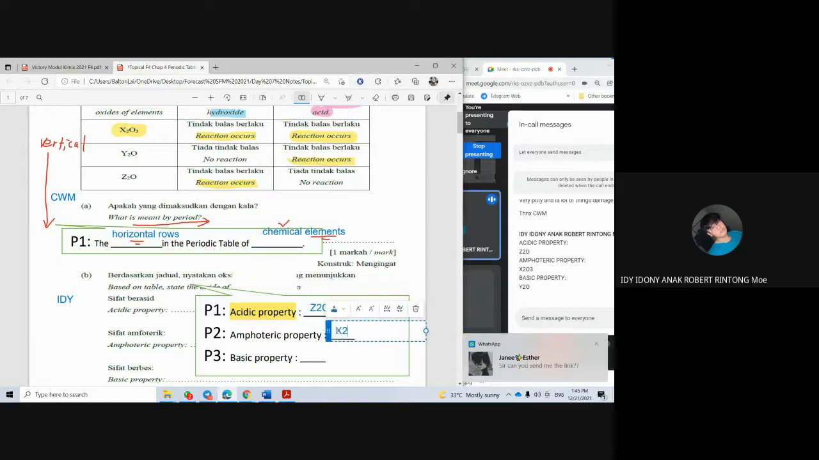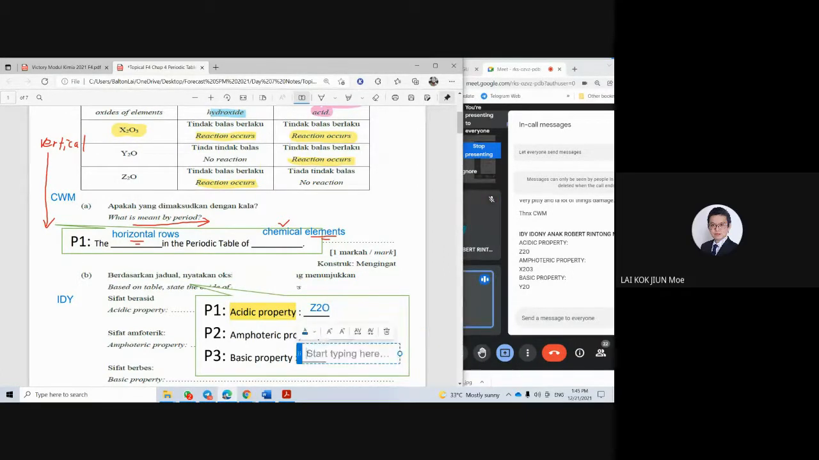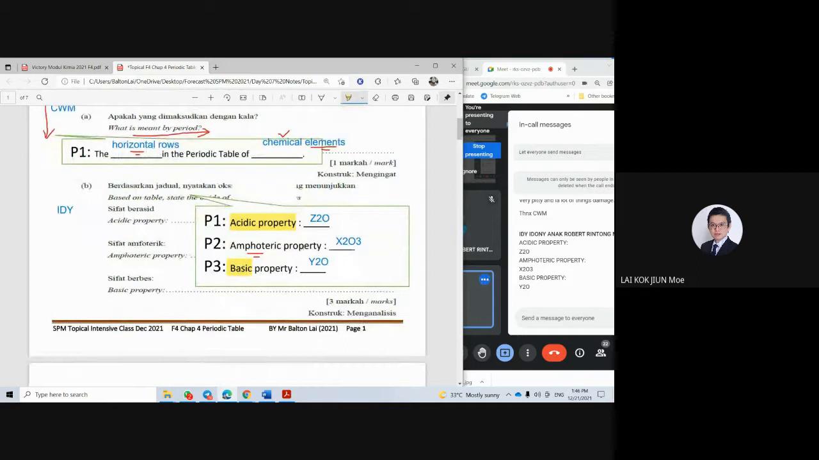Amphoteric property X2O3. X2O3 mungkin ialah apa? Element. Aluminium oxide. Very good. Because you hafal already, right? Aluminium has what properties? Dia boleh bertindak balas dengan dua-dua kan? Acid and base. So kita panggil dia amphoteric. The name for amphoteric. Yes. This one very useful lah. Okay, amphoteric you know already lah. Dua-dua pun boleh bertindak balas. Okay, very good. Complete lah. All marks complete. Very good.